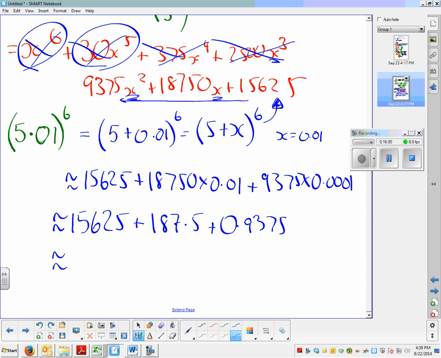If we do that addition, 15625 plus 187.5 plus 0.9375, then you get 15,830.44. I'm just going to round that to the nearest whole number.